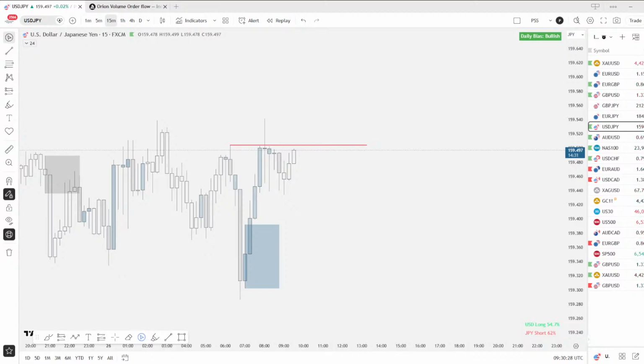What we can do, so we're just waiting for a close above. Let's power up the TTS and the alerts.